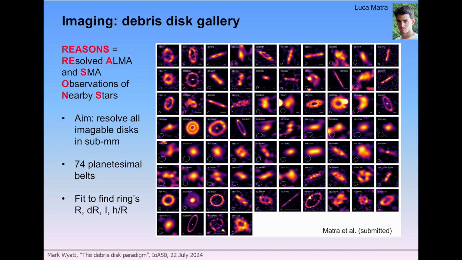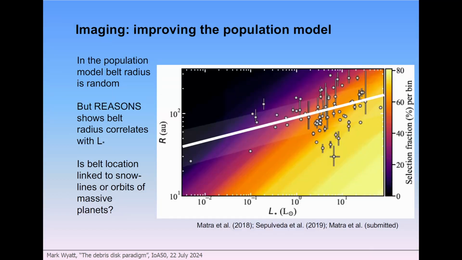And one of the results that came out of this is that the radii of the belts scale with the luminosity of the star. It's not a direct one-to-one correlation, there's a scatter around this, but the disks around higher luminosity stars are larger, and this is indicating that the location at which planetesimals form in the disks is related to the temperature in the protoplanetary disk. So for example, it could be that planetesimals are forming at the locations of snow lines in the disk, where the volatiles condense into ices.